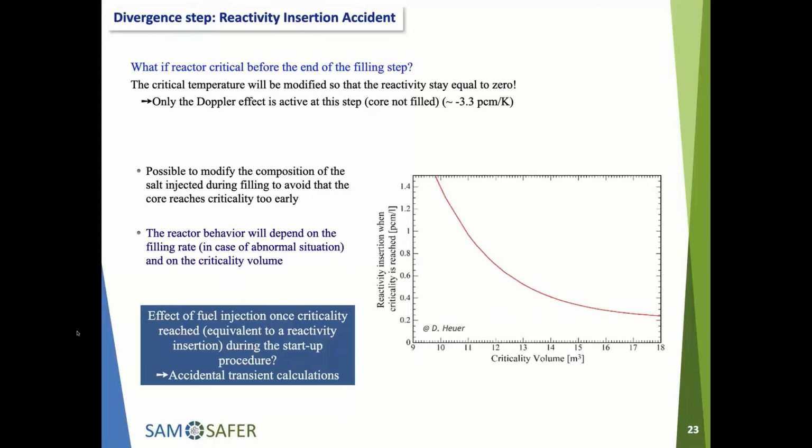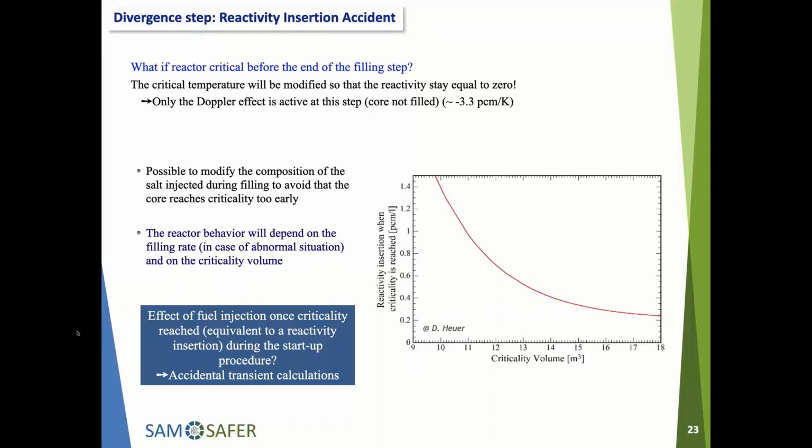Of course, you can modify the composition of the injected salt to avoid the core reaching criticality too early. And of course, the reactor behavior will depend on the filling rates in case of abnormal situation, and it will depend on the criticality volume. But you have on the right an idea of the reactivity insertion when the core is critical and you still add liters of fuel salt.